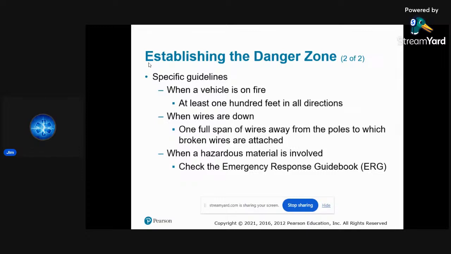When wires are down, like high line wires, we're going to go one full span of wires from the pole to which broken wires are attached. So we're going to go to the next pole that's still standing. We're going to go one full pole away from that, so we ensure we're not going to get any ground arcing or get electrocuted through the ground. When we have some sort of hazardous material, we're going to check the ERG, or the Emergency Response Guidebook, and it'll give you specific danger zones, or how far away you should be, for each specific hazardous material.